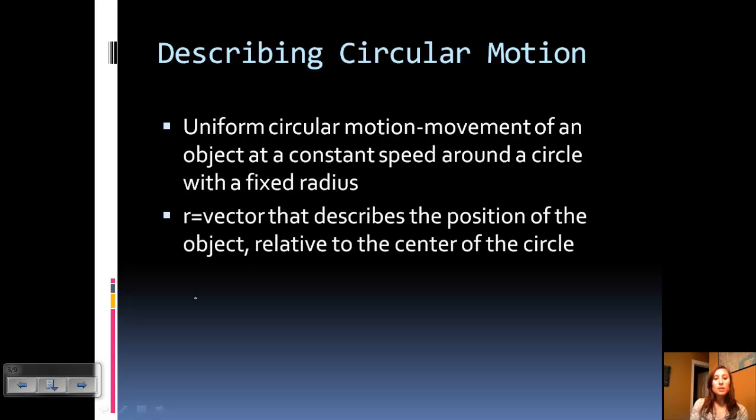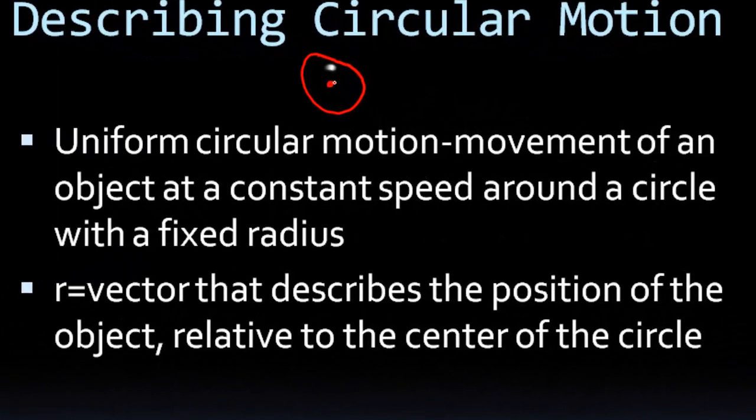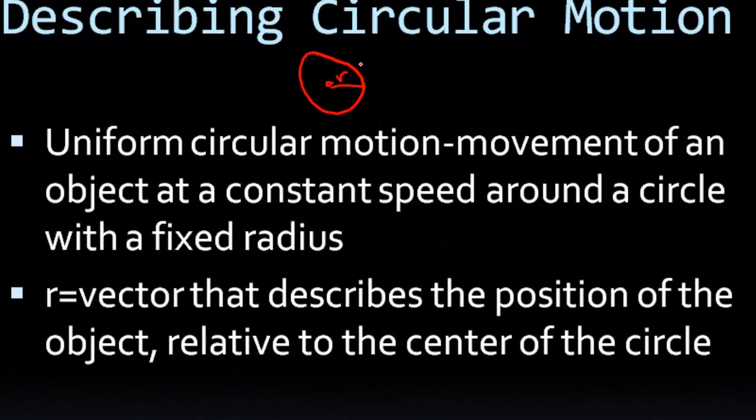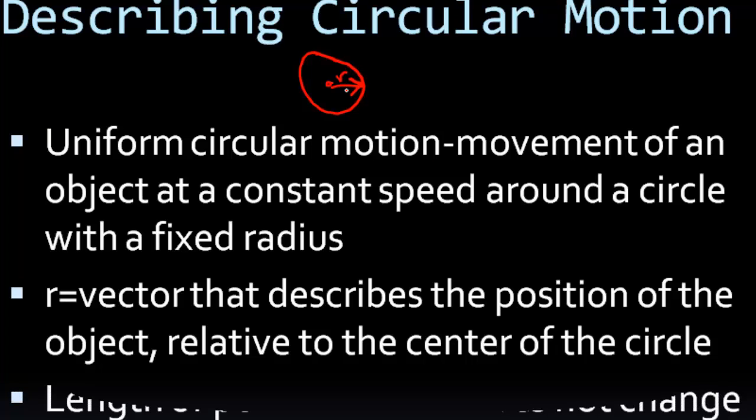So we're going to label our radius as r, okay, and so we have our circle. It's not a very good circle. And then this would be our radius from the center to the outside. So r is the vector that describes the position of the object relative to the center of the circle. And since it's a vector, we're going to add an arrow on it.